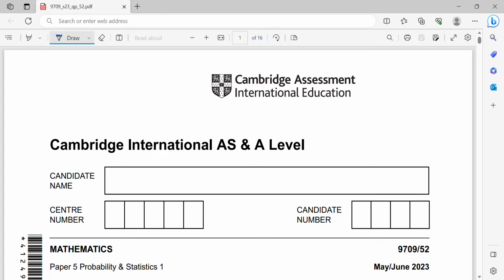This video is to discuss Cambridge International AS and A-Level Mathematics Paper 5, which is the Probability and Statistics 1 for May-June 2023, and the code is 9709/52. Okay, let's get started.